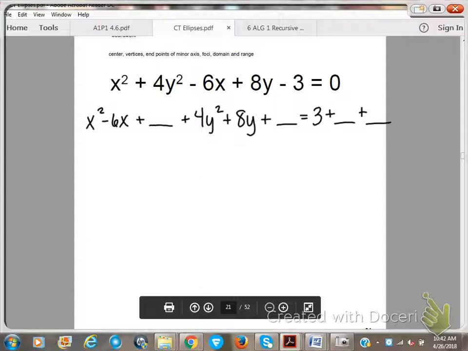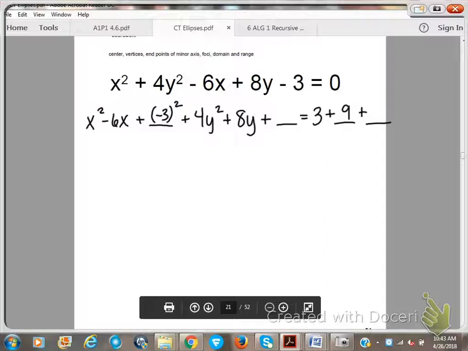All right. Now, the x is good to go. To complete the square, what would we put here? Negative 6 over 2, which would be 3. Negative 3 squared. And over here on the right-hand side, how am I going to write that? 9. Good.